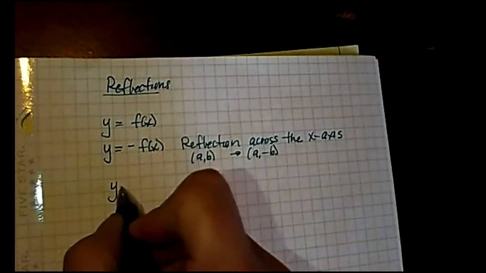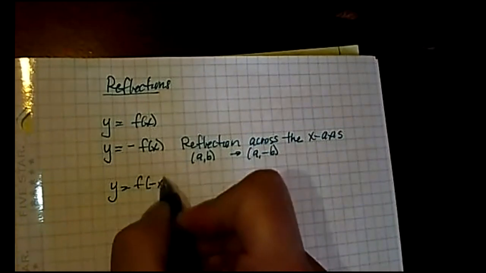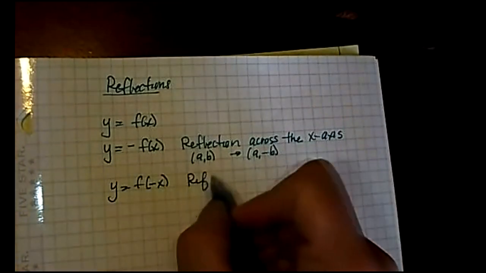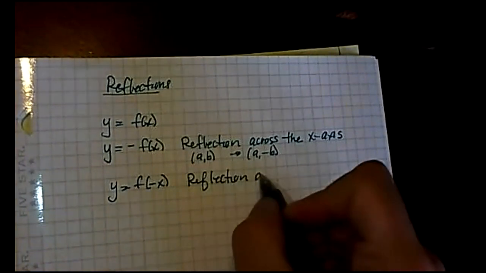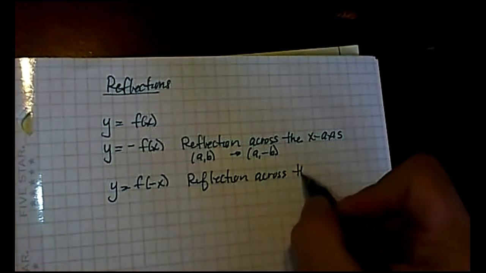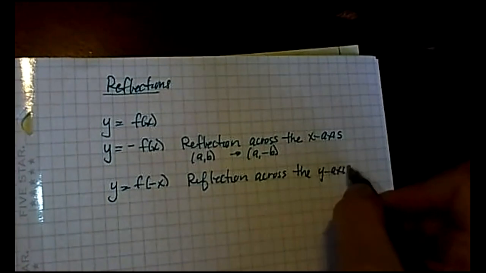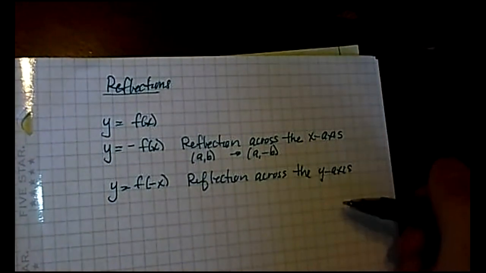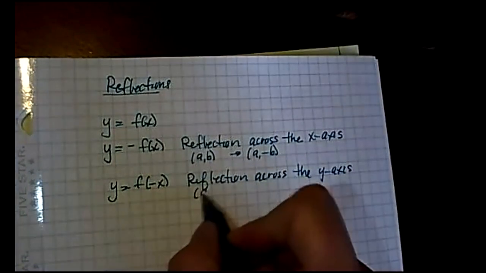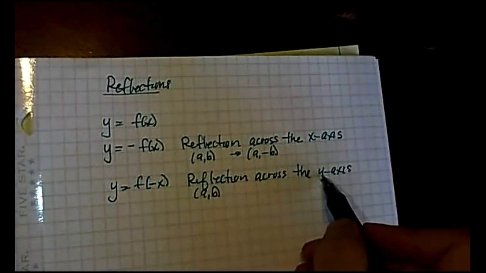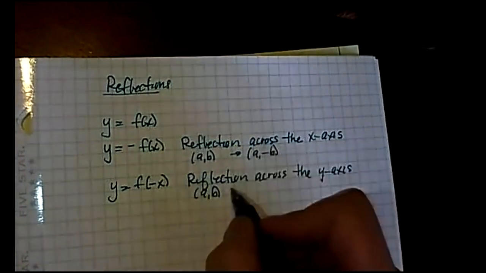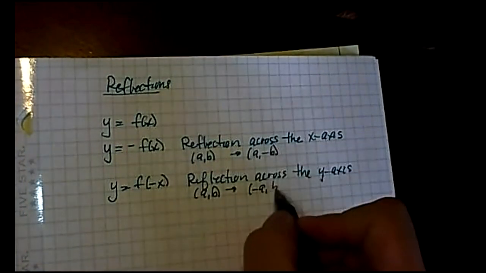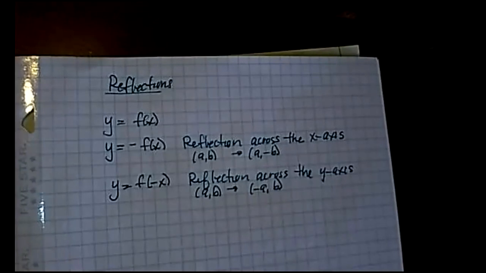If I have the negative inside the parentheses with the function, that is a reflection across the y-axis. Like hot dog, hamburger. Isn't that what you used to say? Anyway, if we have a reflection across the y-axis, then that changes the x. So it would be a negative, which changes the sign of the x.